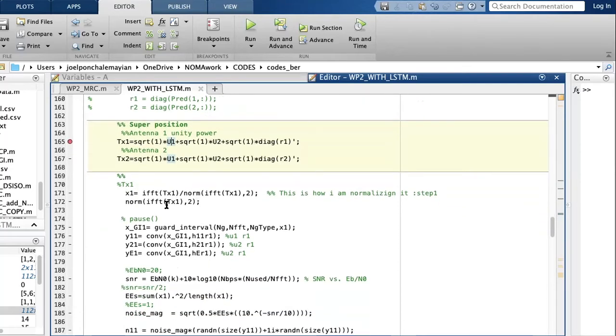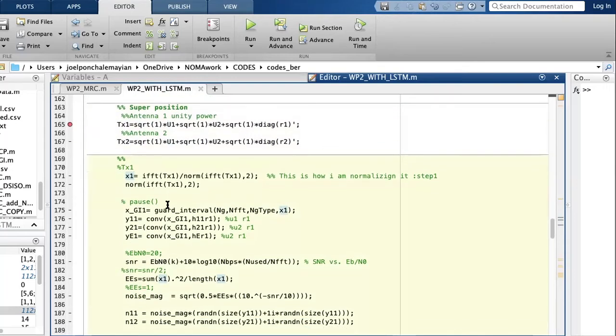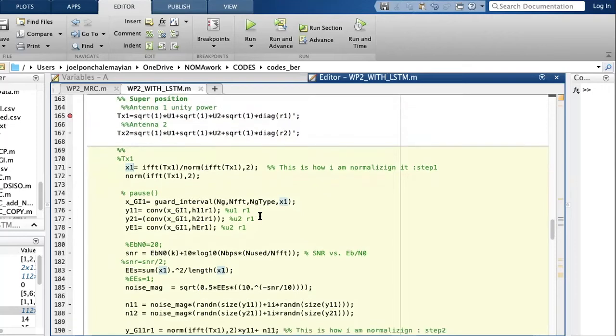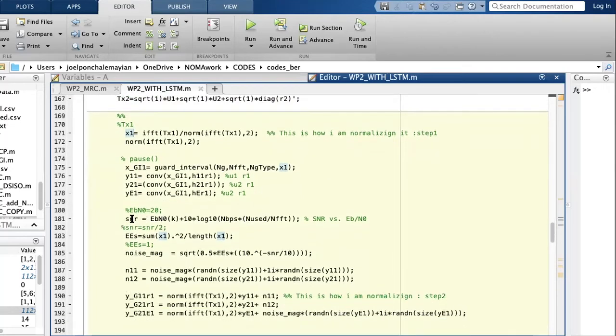After that, we have this process here, which is basically a normalization step. And then we add guard intervals, basically to prevent interference. And then this is how we calculate our signal to noise ratio.